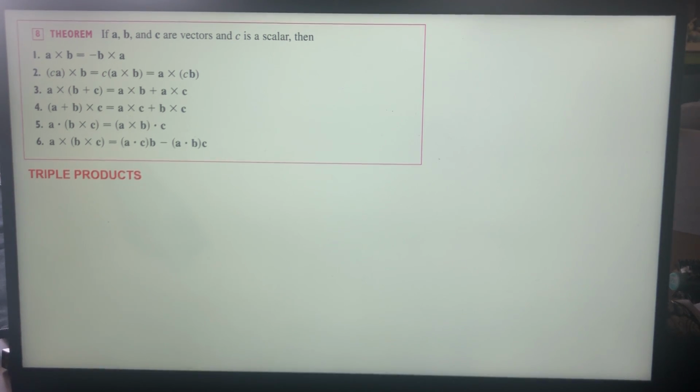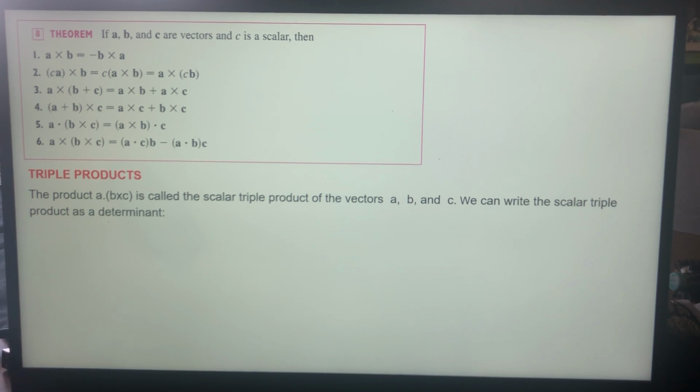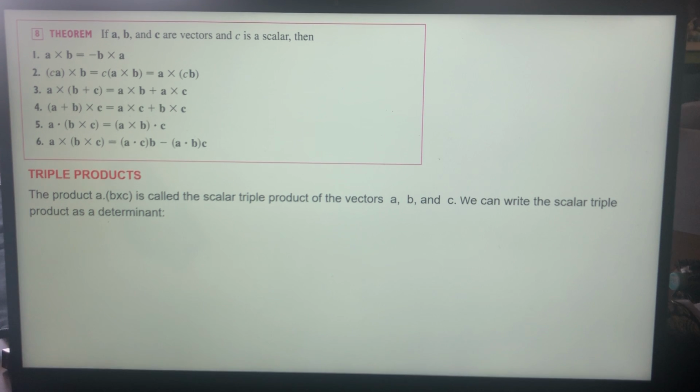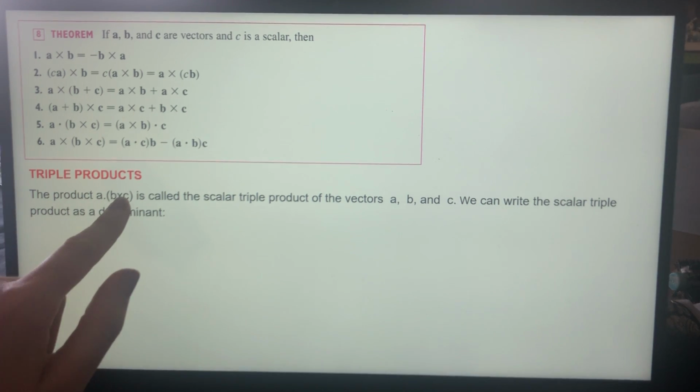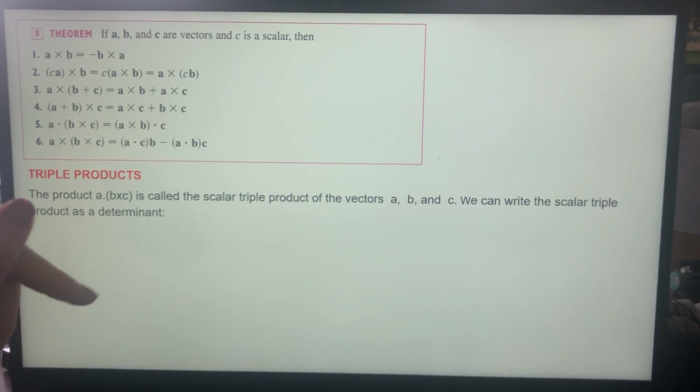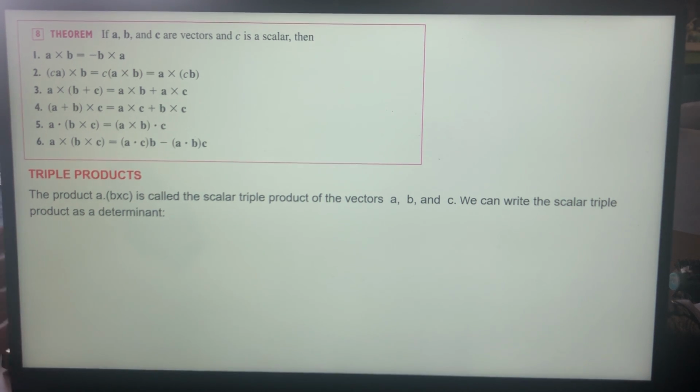And another product, the triple product, is kind of a combination of the dot product and cross product. It is A dot B cross C. It's called a scalar triple product, which means that once you take B cross C, there will be a vector, and A is a vector. Once you take the dot product, you will find just a scalar, just a number. And what does this number mean? It means the volume of a parallelepiped.